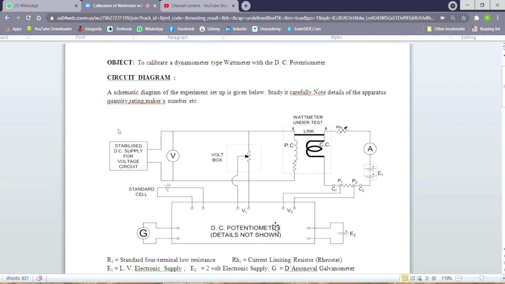Now, why is the power saved? Because if there is a load, the load would take 100 volt at 5 ampere. So that 100 volt into 5 ampere, that is 500 watt, would be consumed in the load. So the wattmeter would read 500 watt and the entire power would practically be consumed in the load.